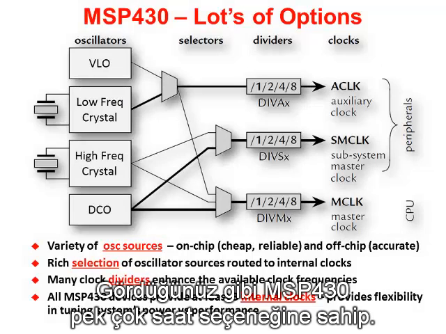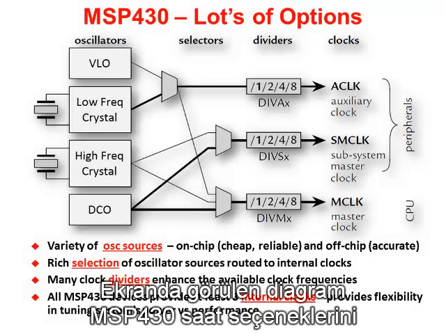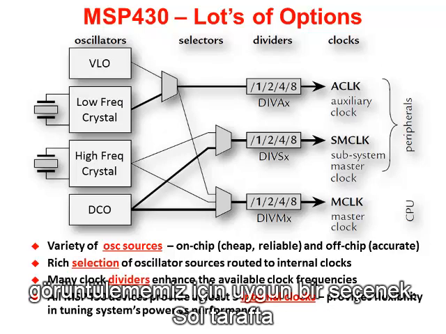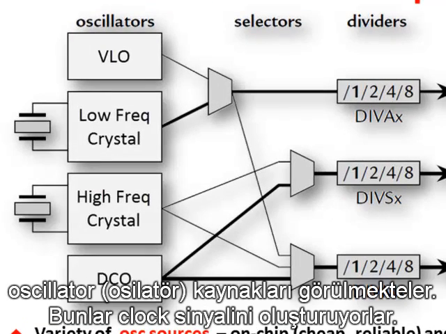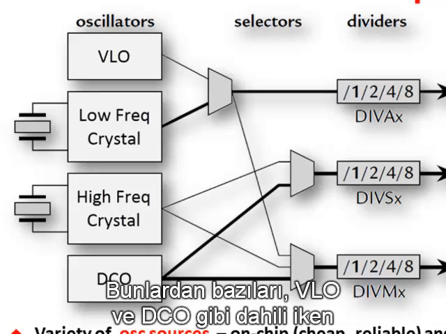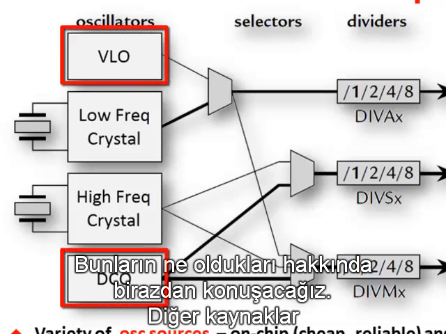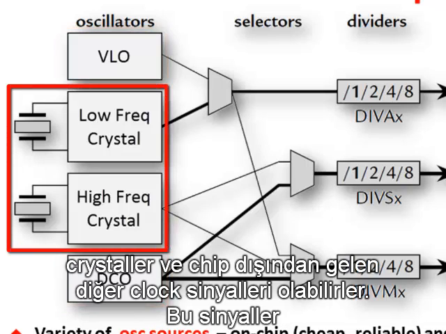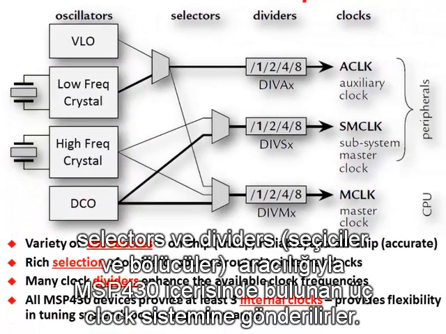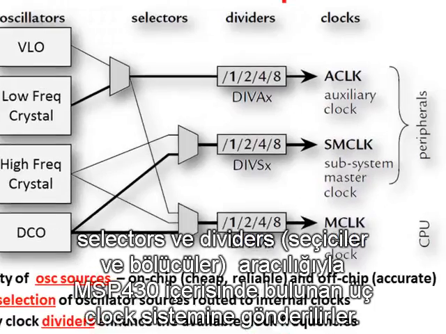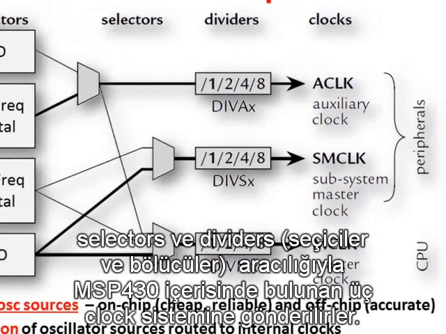As you can see, the msp430 has lots of clock options. What's nice about this diagram is it gives us a good overview of the msp430 clocking. On the left-hand side, you can see the different oscillator sources. These are the things that generate the clocks. Some of them are internal, for example, the VLO and the DCO. We'll talk more about what those terms are in a minute. Other sources might be crystals or other clock signals coming from off-chip. These then get routed internally through selectors and dividers to the three clocks that are found inside all of the msp430s.